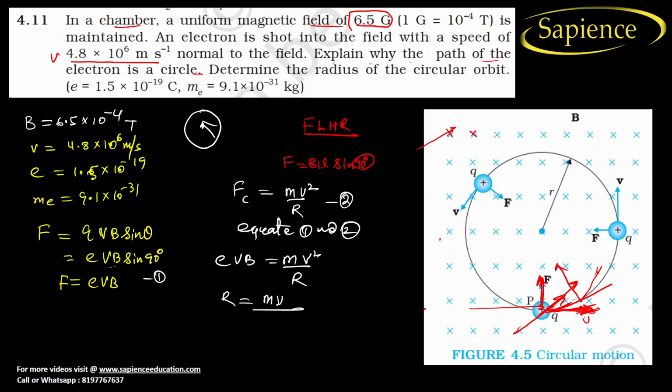mv by eB, right? Now, one V gets cancelled, since this side there is a V. So now put the values. When you put the values, let's find out the radius. So the radius is equal to what we have found.